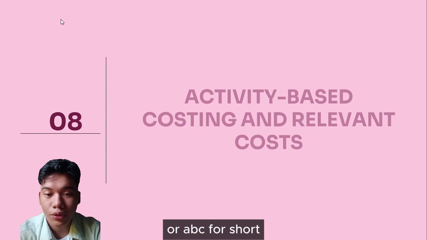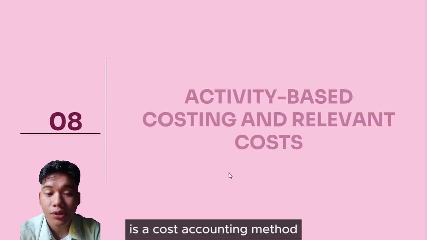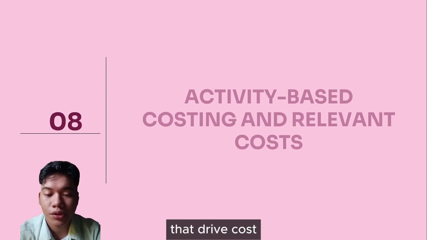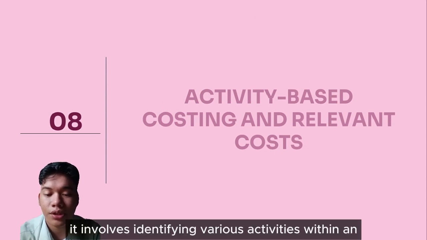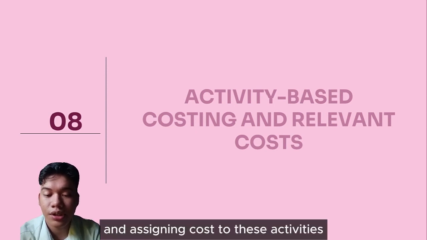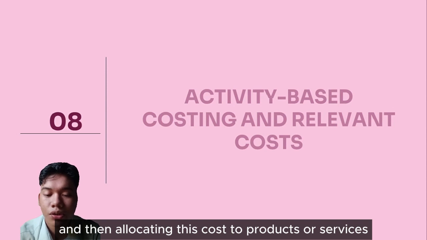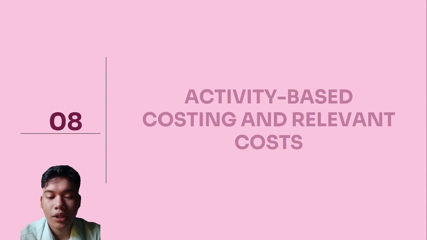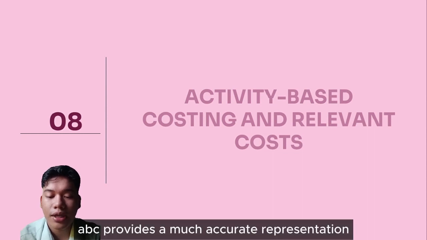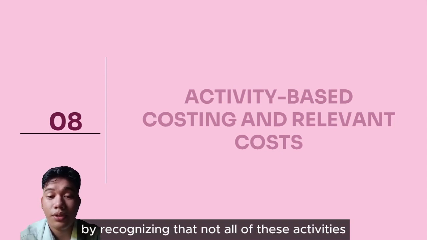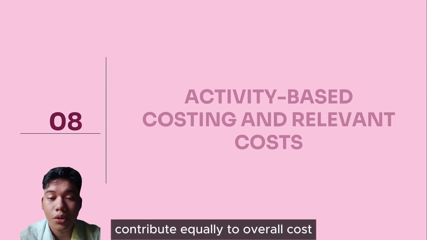Activity-based costing, or ABC for short, is a cost accounting method that allocates indirect costs based on activities that drive cost. It involves identifying various activities within an organization, assigning cost to these activities, and then allocating this cost to products or services based on their consumption of these activities. ABC provides a much more accurate representation of the true costs associated with products or services by recognizing that not all of these activities contribute equally to overall cost.